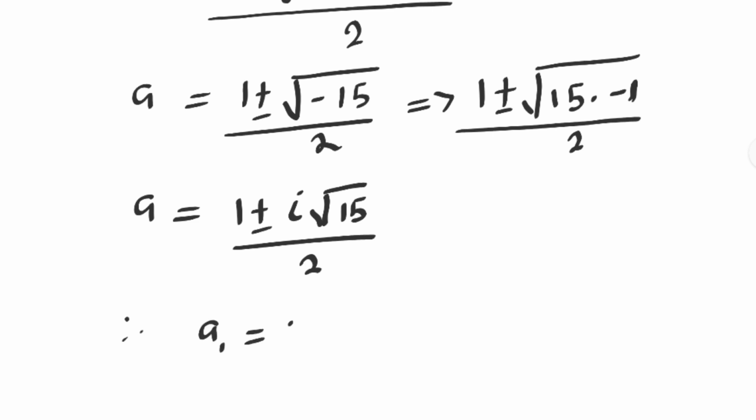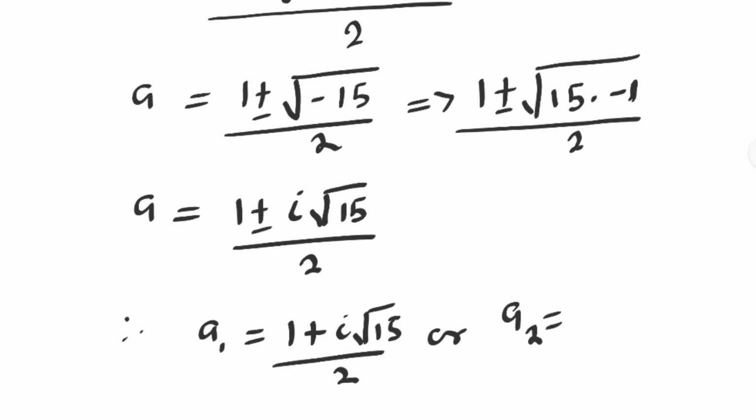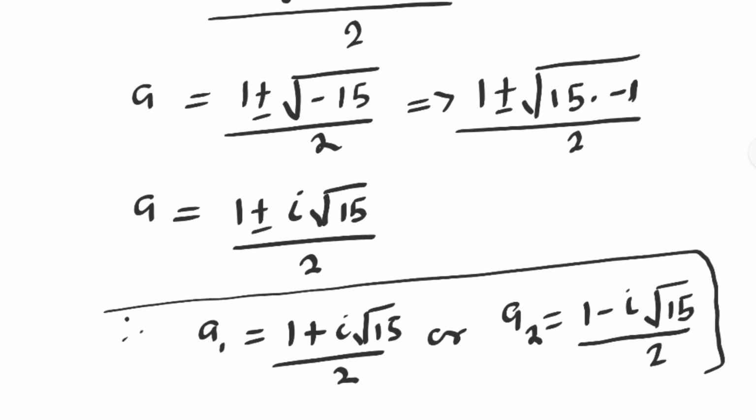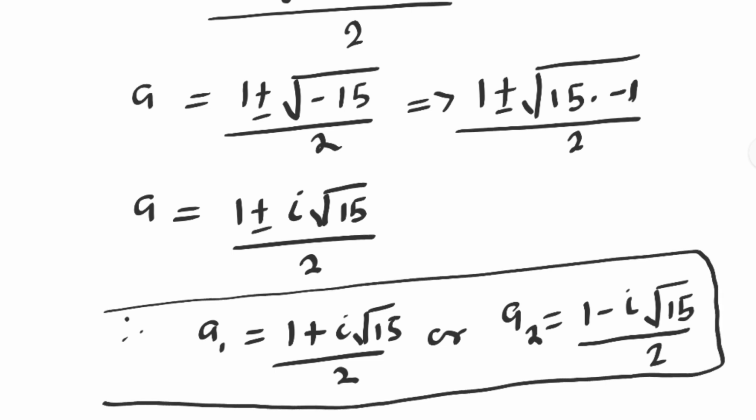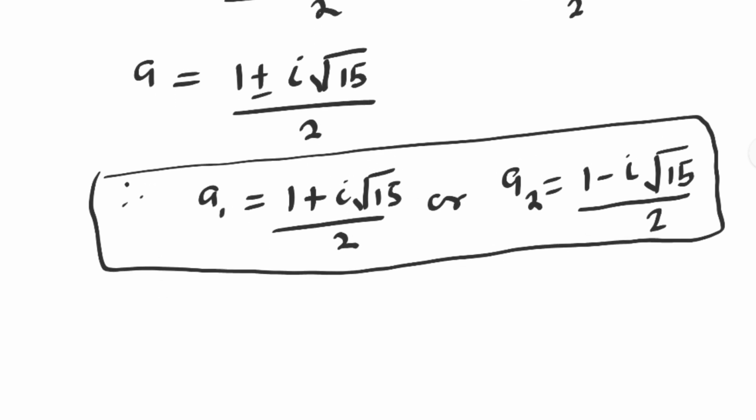A1 is equal to 1 plus I root 15 over 2, or A2 is equal to 1 minus I root 15 all over 2. These are the values of A1 and A2. We've gotten the value of A1 and A2. Let us solve for B1 and B2.